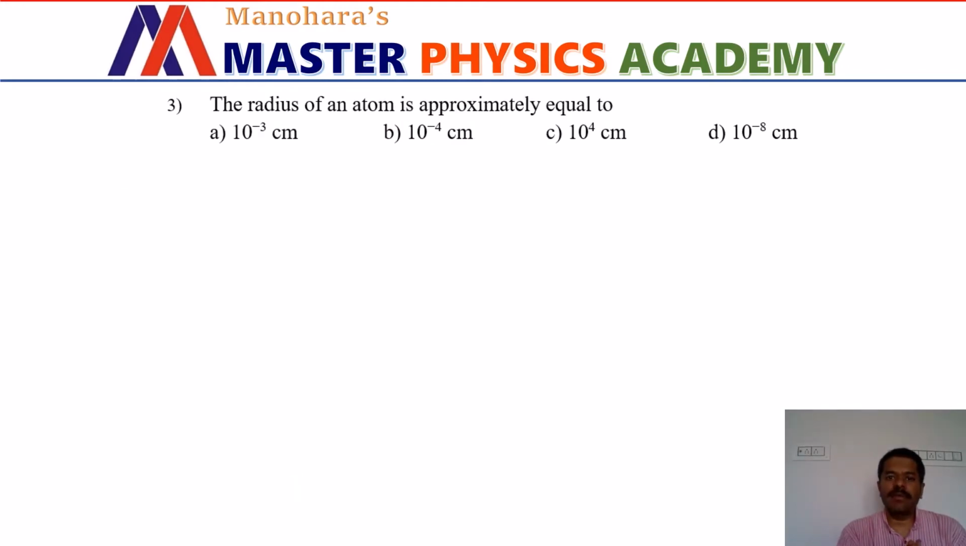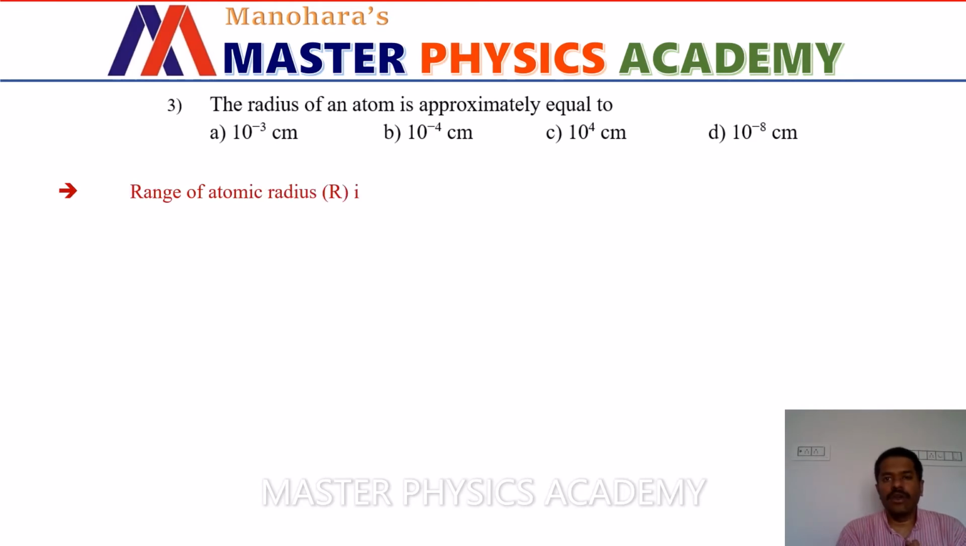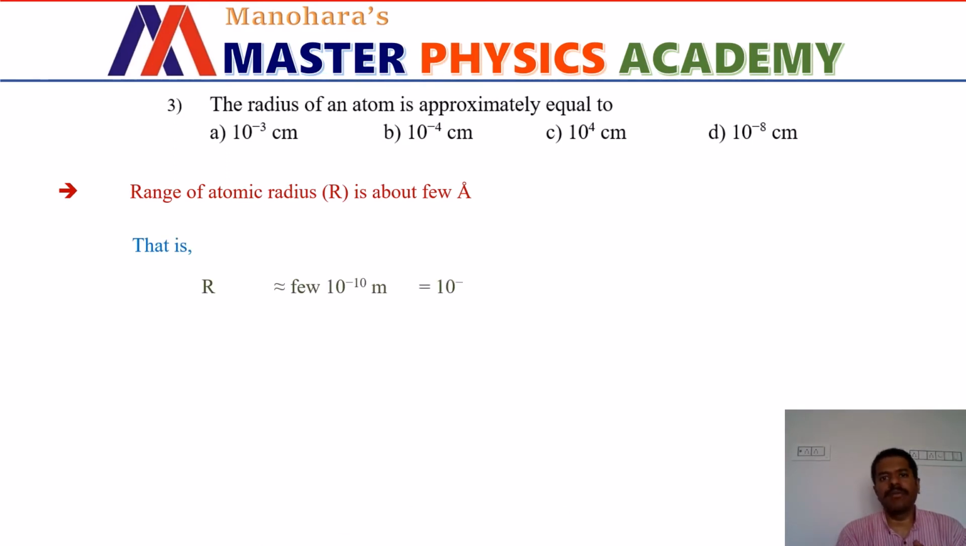The radius of an atom is approximately equal to... If you look at the options, the unit used is centimeter. Here we all know that the range of atomic radius is about few angstroms, and 1 angstrom is equal to 10 power minus 10 meter. But we can write that as 10 power minus 8 into 10 power minus 2 meters, and 10 power minus 2 meter is 1 centimeter. So the answer is 10 power minus 8 centimeter. Option D is the right choice.